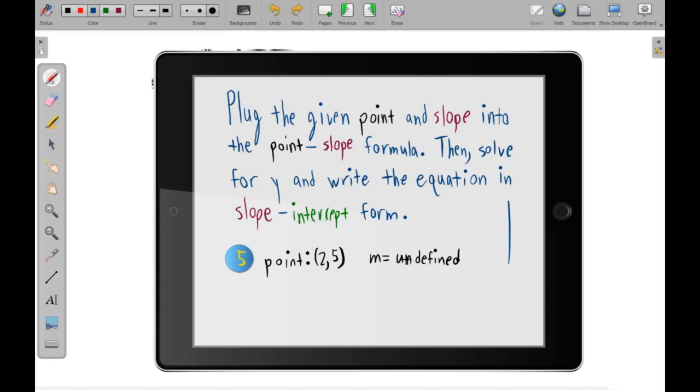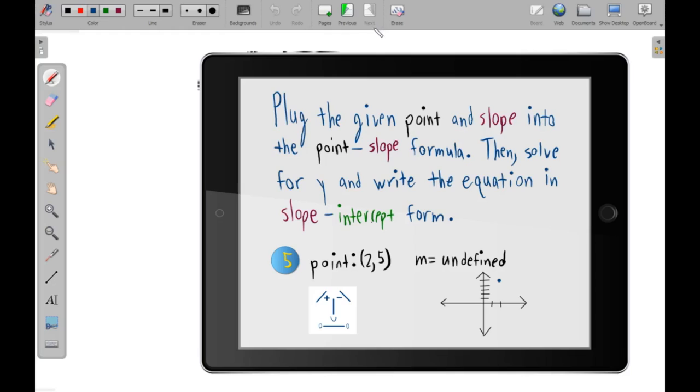So what do we do? Well, we can plot this point. So we have 2, 5. 1, 2, 3, 4, 5. Just making sure it's right. And since our m is undefined, we know it's a vertical line. It's going to look a little bit like this. It is a line that's going to have arrows at the end to show it's going on forever and ever.